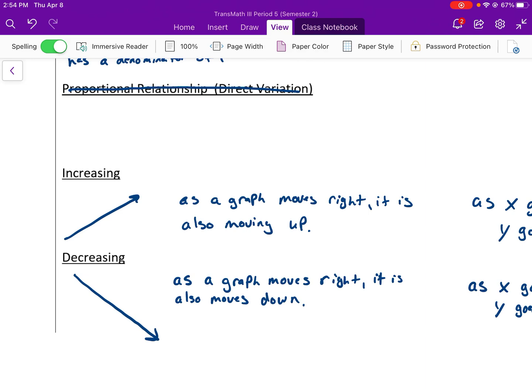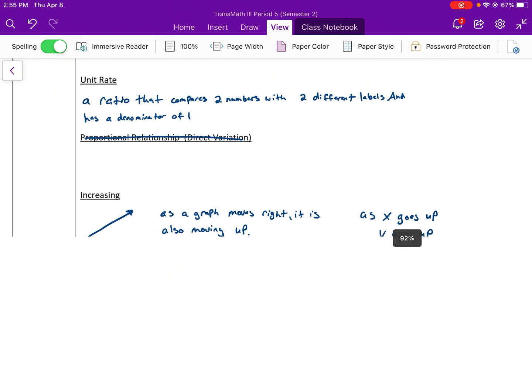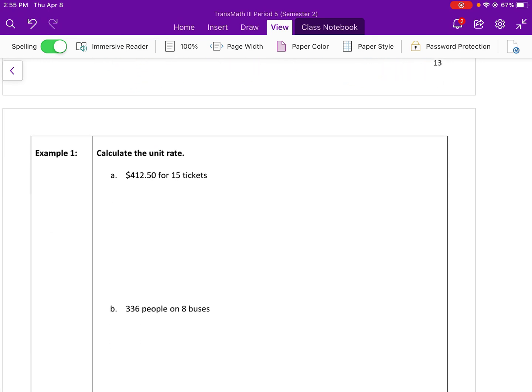And increasing. Now, increasing on a graph, as a graph moves right, so as we go right, it is also going to be moving up. Where decreasing is as we move right, that graph will be going down. And if we break it up into x and y, if you remember, x is going left and right. So as x goes up, meaning as we go right, y is going up, meaning we go straight up. And then for decreasing, as x goes up, y is going down. Because if you remember, positives go right and up, negatives go down and to the left, depending on if you're using x or y. So example 1, calculating unit rates.